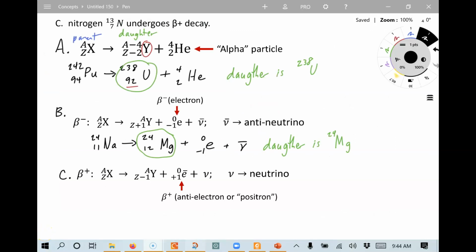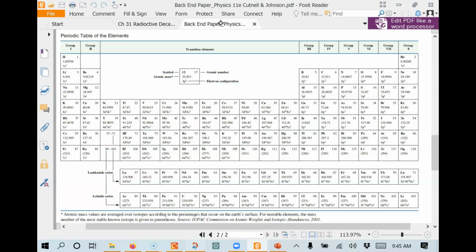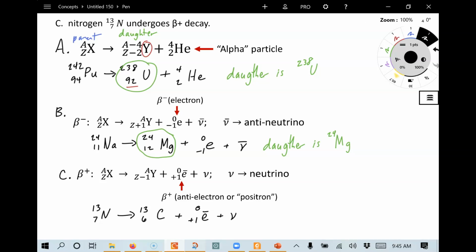So here we're going to begin with the parent nucleus, nitrogen-13, and the reaction is going to give us an atomic number one less, which is 6, and the mass number is the same, 13, plus a positron and a neutrino. And 6, I think that's carbon. Let's look it up real quick. Yep, carbon, there we go. And so there is the daughter for this process.